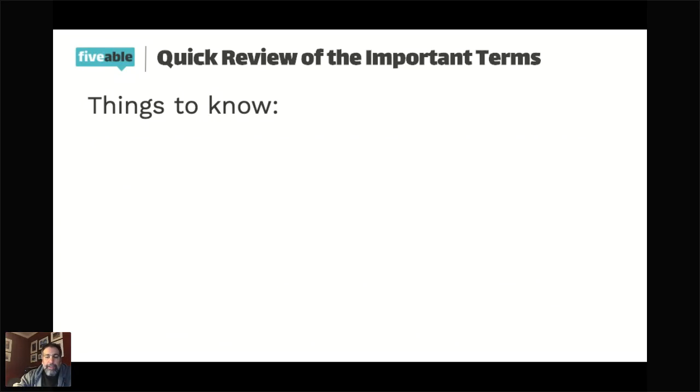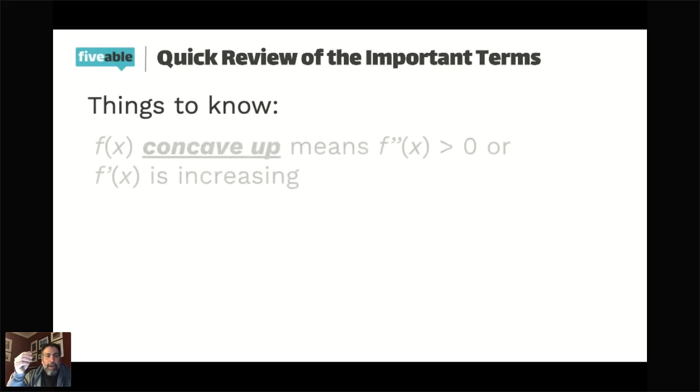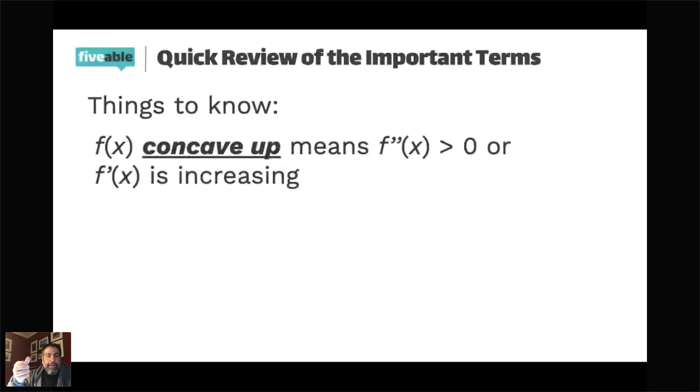The next terms that you want to be familiar with when it comes to graphing functions is concavity, okay? When you're talking about a function being concave up, that means your second derivative is greater than 0, or an alternative way of describing it is when your derivative is increasing. I misspoke earlier. When your derivative is increasing, so if your slopes are increasing, your function is going to be concave up, okay?